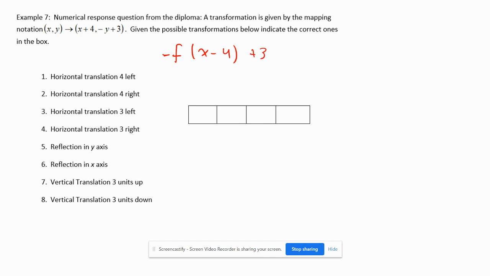All right, so what does this mean? Horizontal translation, 4 right. We're going to have this. We're going to have a reflection in the x-axis. That's this. And we have a vertical translation of 3 up. This. So this answer should be 2, 6, 7.